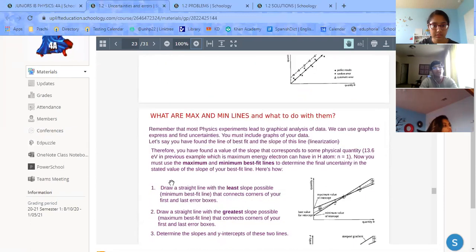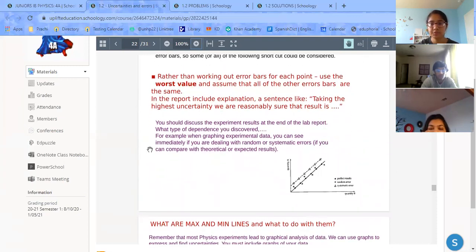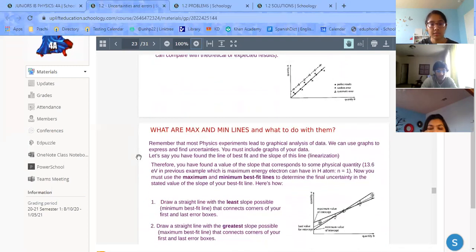Okay, what's next? So instead of finding the error bars for each point, just take the worst value, the biggest error bar, and then use that same error bar for all of them. Whichever error bar is the biggest one, you just apply that for all of the points, to keep it uniform and not have different error bars for each value, because that would get confusing.